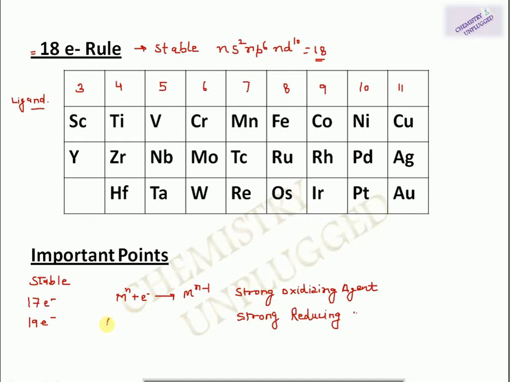Suppose M is now having 19 electrons in its valence shell. It will try to give its electron. After giving its electron, its oxidation state will increase, meaning its oxidation takes place, so it will act as a strong reducing agent. Then, complexes having 17 and 19 electrons are paramagnetic in nature, while complexes having 18 electrons are diamagnetic in nature.